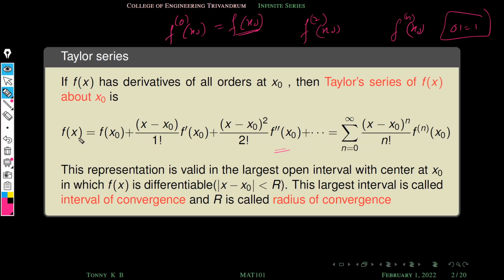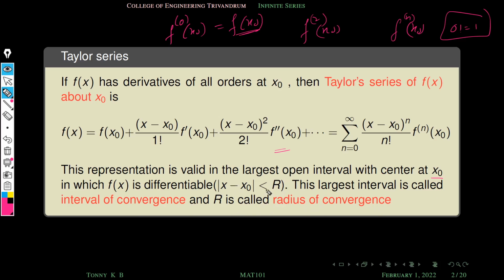So Taylor series says that if a function satisfies this condition, then f of x has a series expansion like this using the derivatives. Then there is a natural question: for what values of x is this expression true? That is answered by this next sentence. This representation is valid in the largest open interval with the center at x naught in which f of x is differentiable. That means the interval is of the form mod x minus x naught less than r. And this largest interval is called the interval of convergence, and this r is called the radius of convergence.